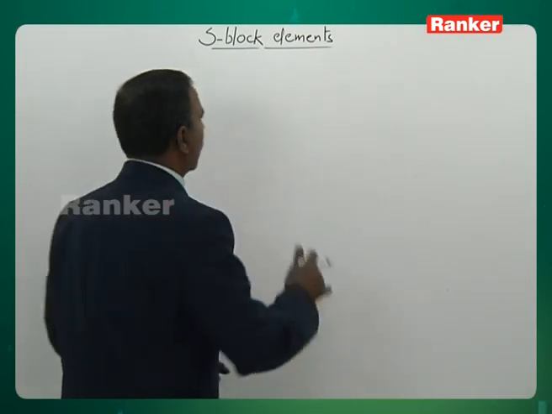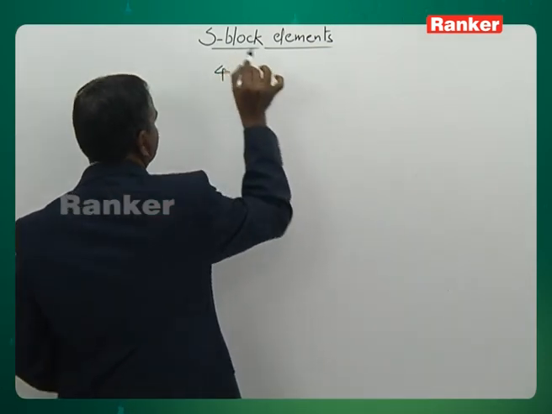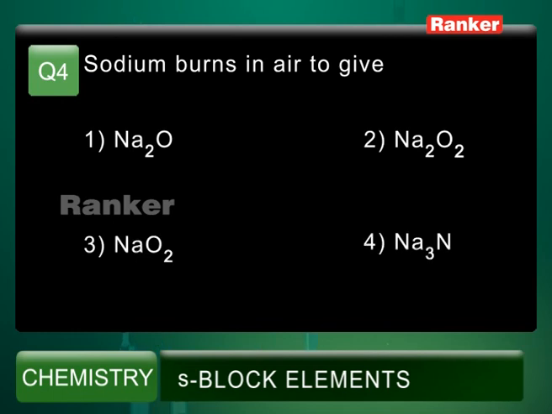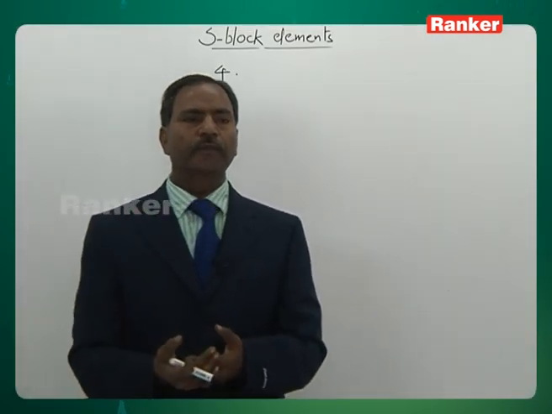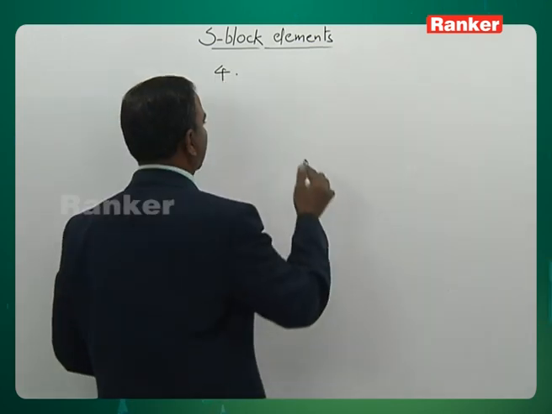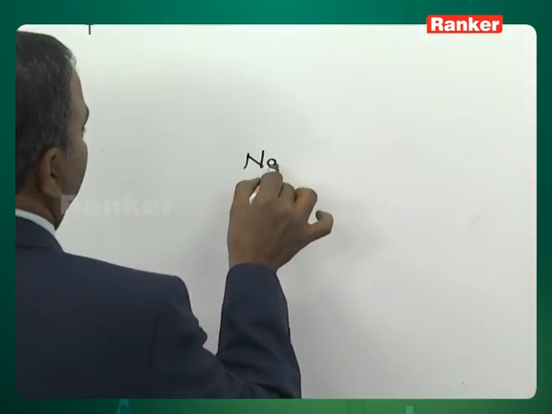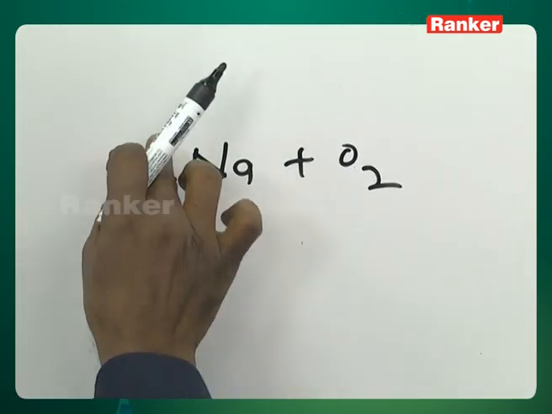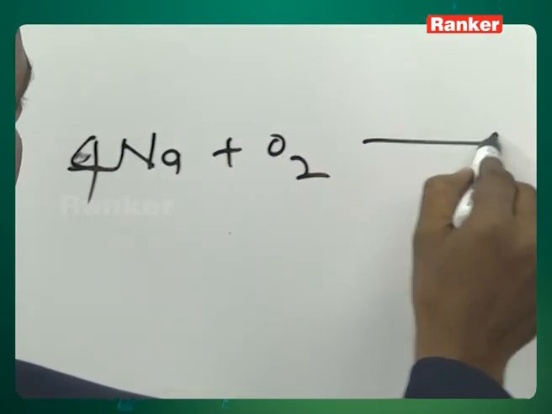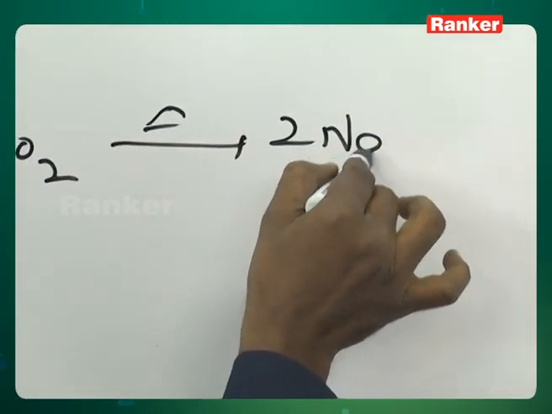Coming to question number 4. Sodium burns in air to give: option 1, Na2O; option 2, Na2O2; option 3, NaO2; and option 4, Na3N. Now, sodium burning in air. Yes, we agree Na2O can be produced. On burning, 4Na plus O2 gives Na2O.